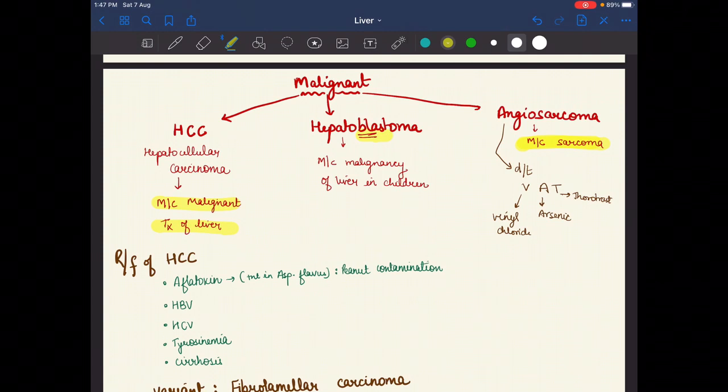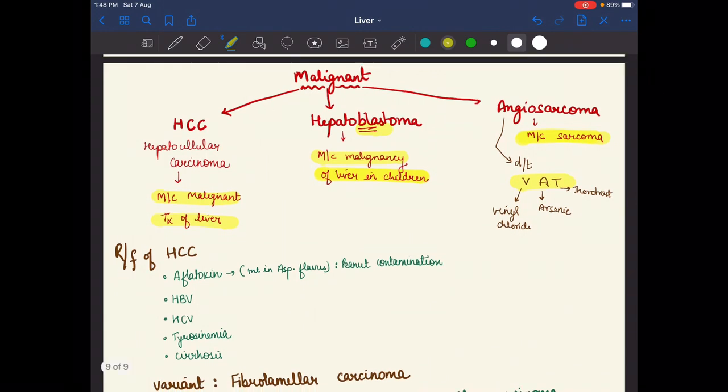Hepatoblastoma, blast means it is the most common malignancy of the liver in children. So in children, the most common malignant tumor is hepatoblastoma. Angiosarcoma is due to VAT, that is vinyl chloride, arsenic, and thorotrust. We can remember angiosarcoma is due to VAT: vinyl chloride, arsenic, and thorotrust.